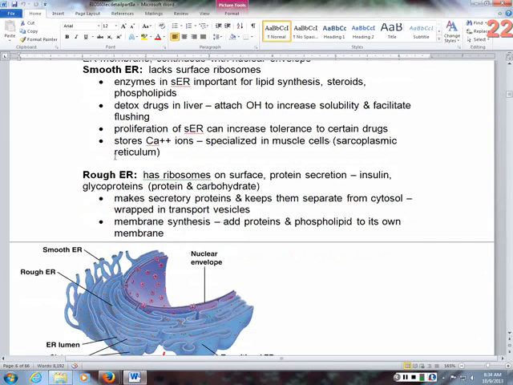So it will also help to store calcium ions. This particular thing happens in muscle cells, and in muscle cells we call the endoplasmic reticulum the sarcoplasmic reticulum.